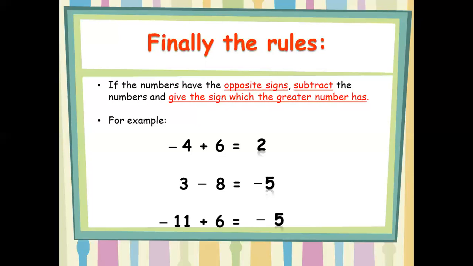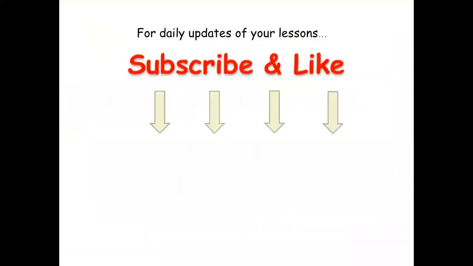Hope you have understood how to add and subtract integers. We have learned both ways, by using the rule as well as by using the number line. The number line is not always practical when you are adding or subtracting bigger integers. So you have to remember the two rules. If the signs are same, add the numbers, keep the sign the same. If the signs are opposite, subtract the numbers and give the sign of the greater number to the answer. Hope you have understood this lesson.